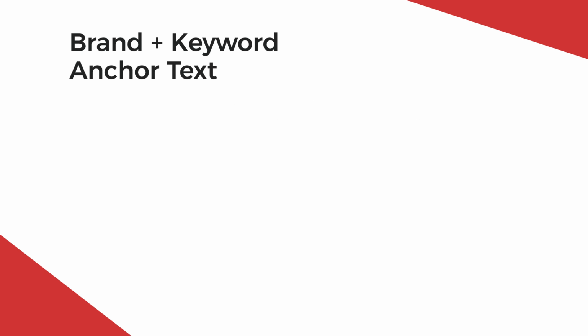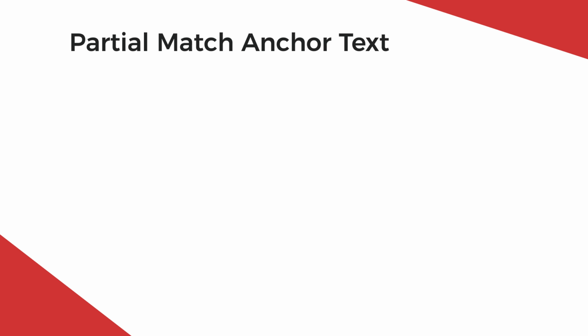The next type of anchor that you need to understand is the brand plus keyword anchor text. That would simply just be WebMD creatine, or creatine at WebMD, or learn about creatine at WebMD. In this instance, there has to at least be a brand in there and also a keyword in the anchor text for it to be classified in this category. The next type of anchor text is a partial match anchor text. An example of this would be learn more about creatine.